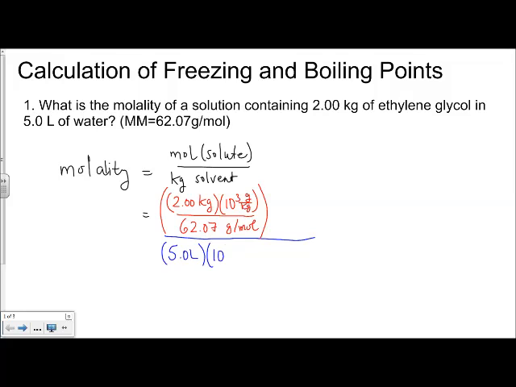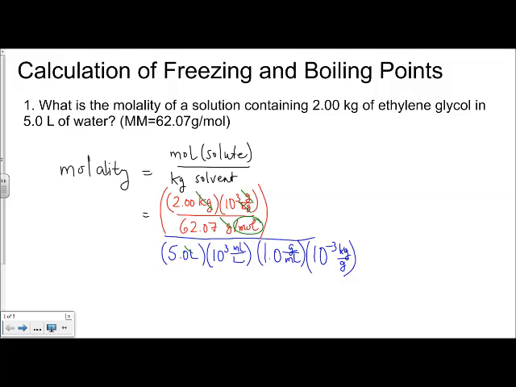We know we have 5 liters of water. We will convert that to milliliters because our density of water is in grams per milliliter. We then multiply by the density, grams per milliliter. And finally, we want kilograms for our mass of water, so we put in the conversion of grams to kilograms.